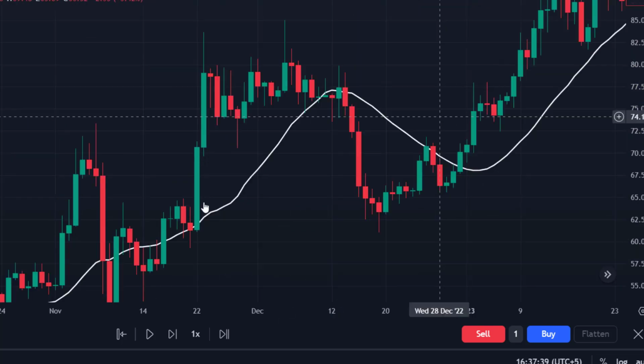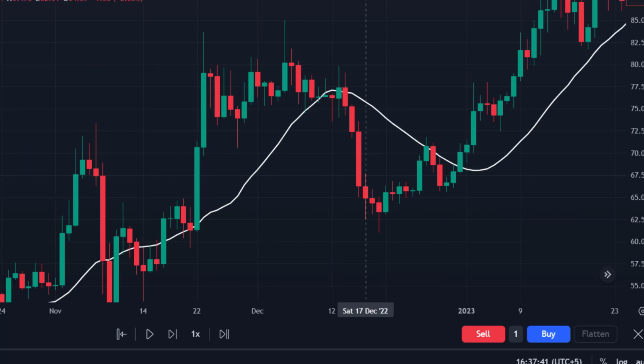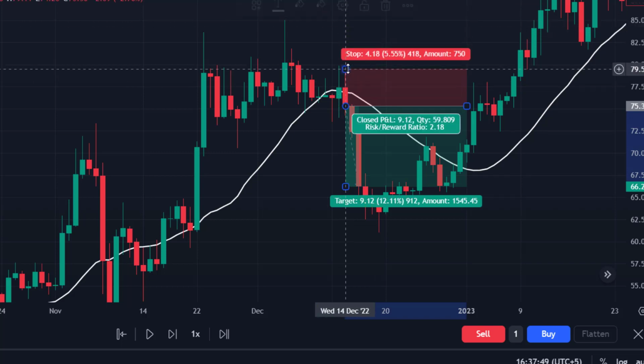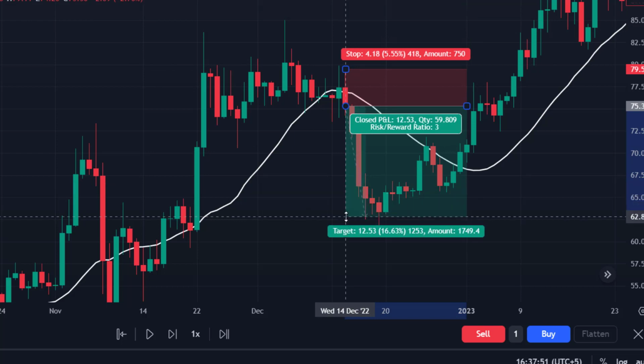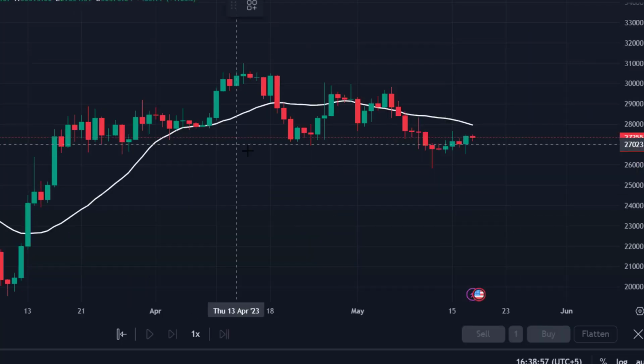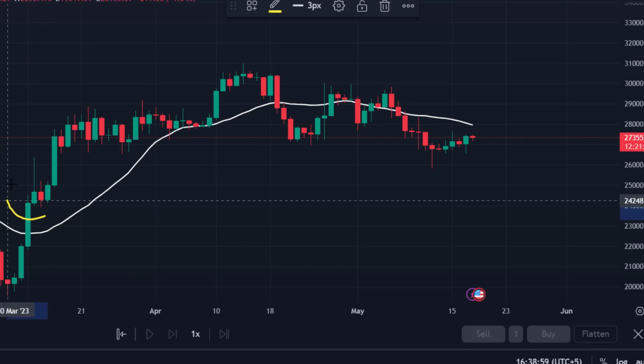If I show you about downward, you can open your short position from this candle. As you can see, we just break down the moving average. Your stop loss will be above the moving average in here, and then your take profit will be your next support level.